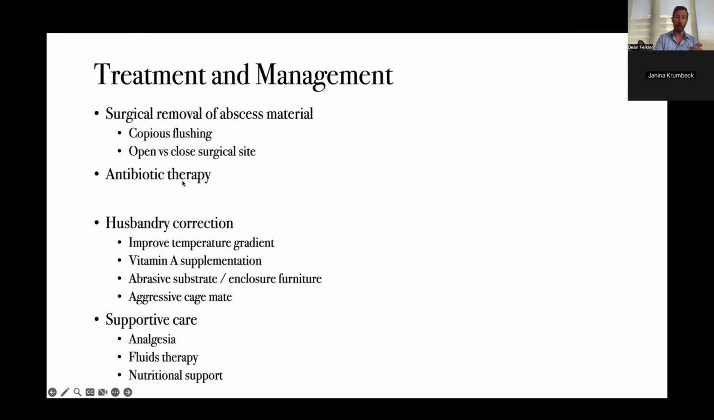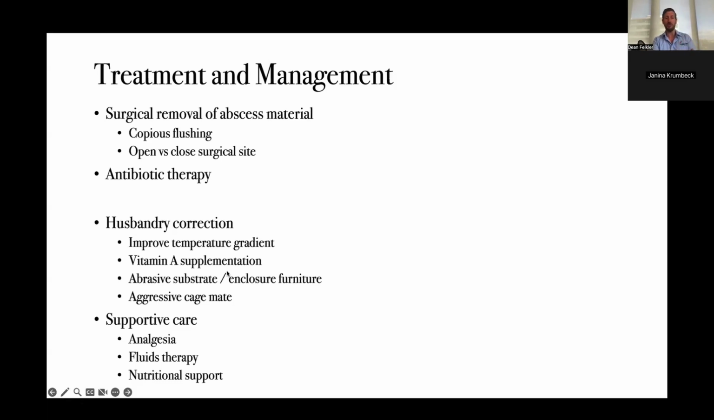If husbandry is not good at home, you want to make sure you've got a better hotspot and a temperature gradient. These are just examples of what you may need to improve. Sometimes they lack vitamin A. This can cause these ear abscesses in terrapins, so you can give injections of vitamin A. Just be careful you don't give it to herbivorous patients, because that can cause hypervitaminosis A, too much vitamin A, and you can see things like skin sloughing. So for terrapins, yes. For tortoises, no, basically.